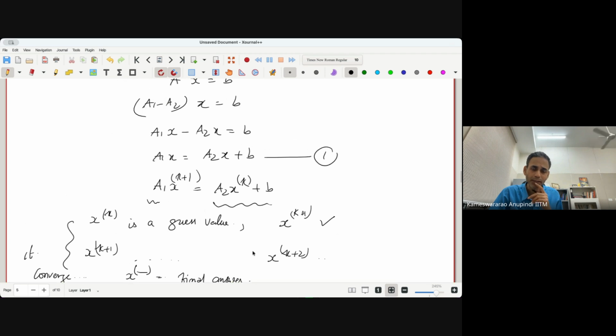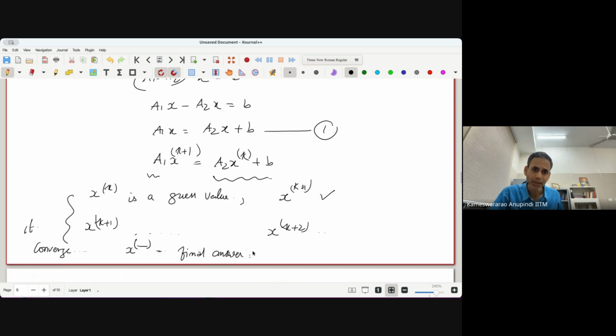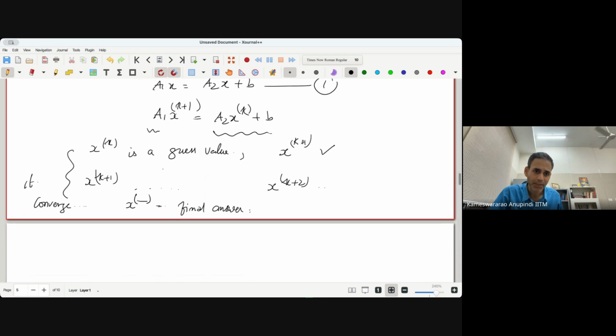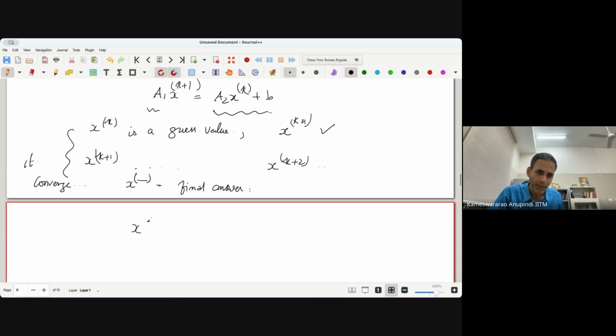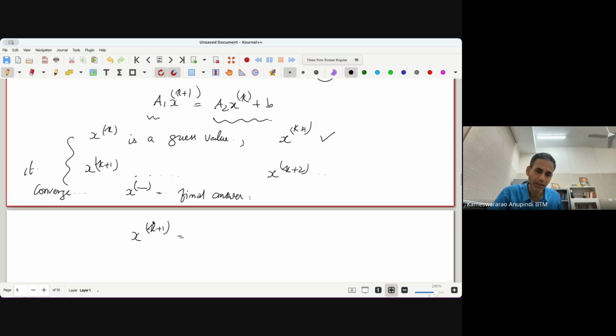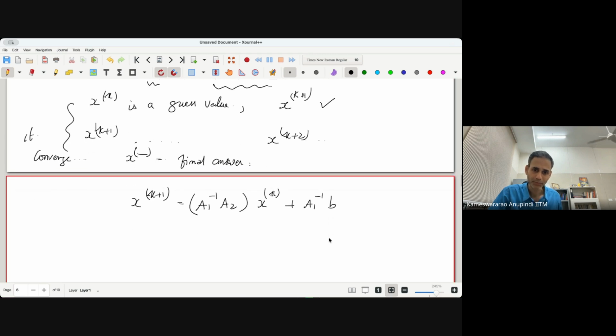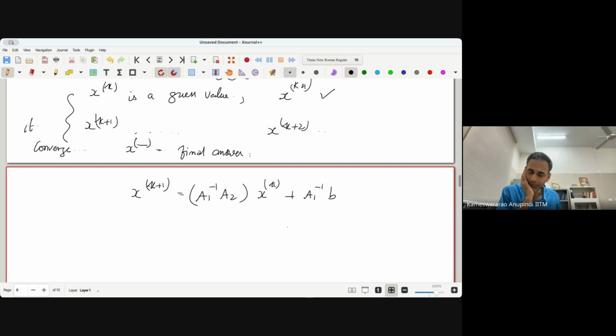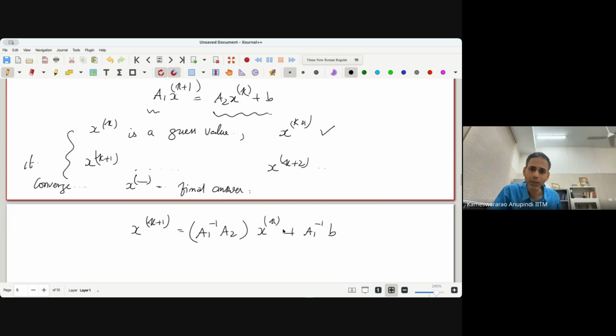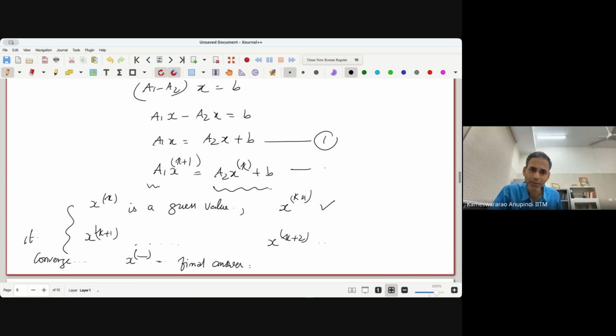So let us look at the convergence property. Here xk plus 1, I'm putting in parentheses to differentiate that this is not an exponent but the iteration value, equals A1 inverse A2 times xk plus A1 inverse b. That's what we have. Let me write this as equation number 2.